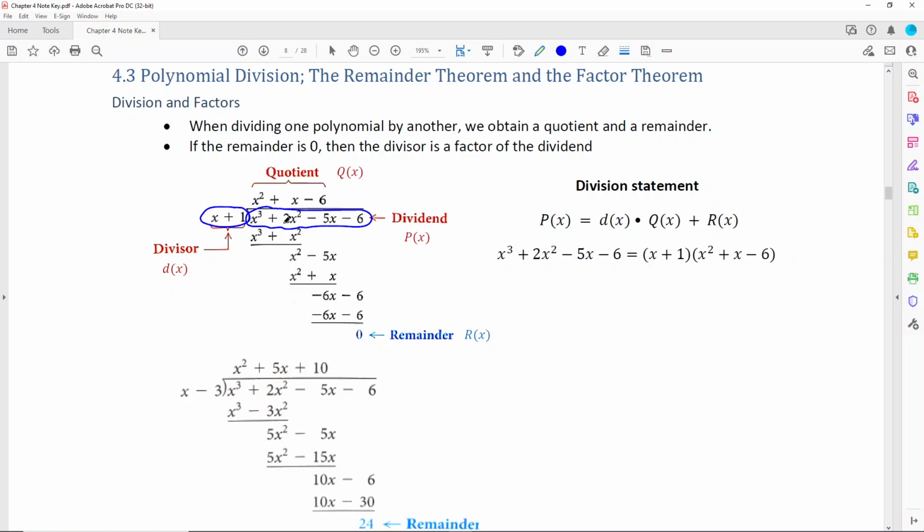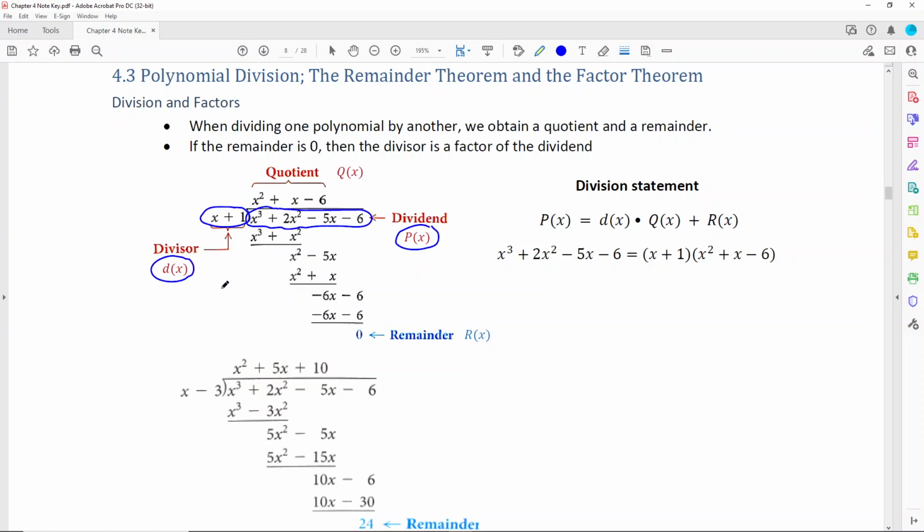The polynomial underneath the long division sign is called the dividend. So it's the number that you're dividing into, and it's shown with a p of x. The number that's dividing in is called the divisor. It's given the symbol little d of x.